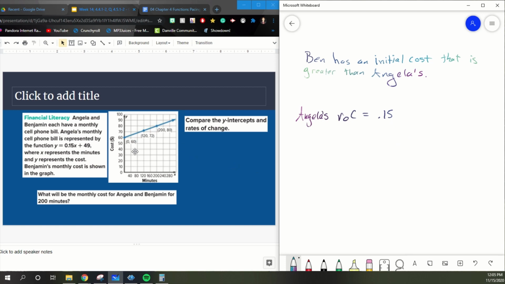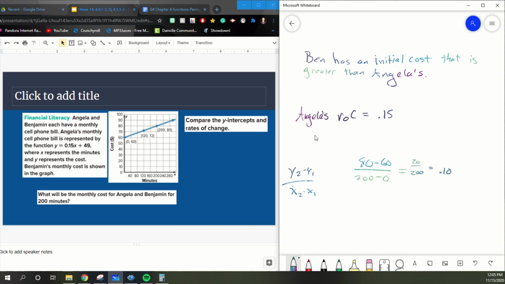This is an example of one where you can't just go to 1 and go up to find our rate of change. We're actually going to have to use our slope formula, y2 minus y1 over x2 minus x1, to find Ben's. So I'm going to go ahead and do 80 minus 60, because I don't want to mess with 120 and 72. I picked this point and this point. Then I'll do 200 minus 0, and I get 20 over 200, or 10 cents.